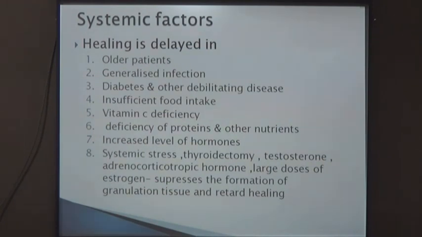And then generalized infection and diabetes and other debilitating diseases. Why is healing delayed in diabetics? Because the vessel wall gets thickened. You won't have proper blood circulation to that area. Unless the circulation is proper in that area, recruitment of cells will be minimal. So the healing will be affected in a diabetic patient.